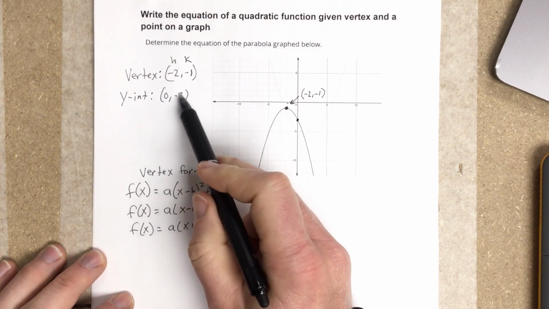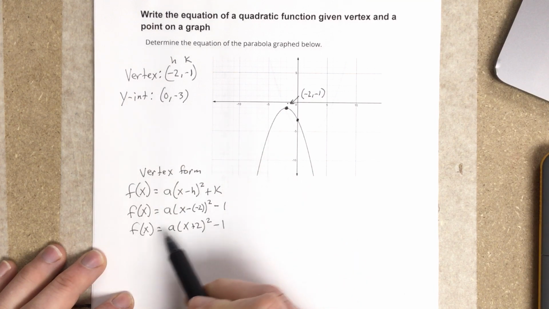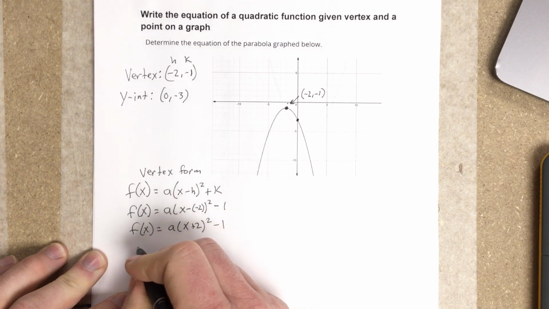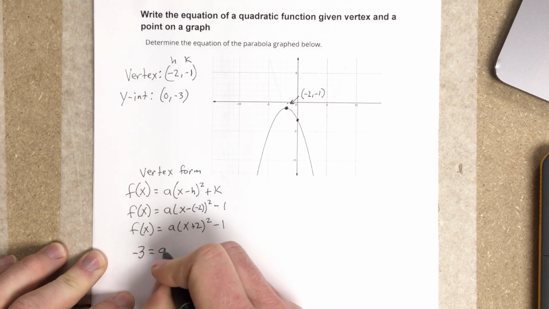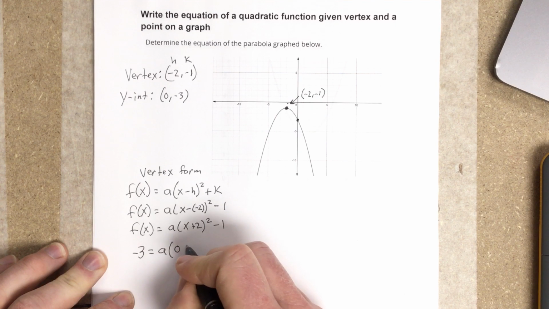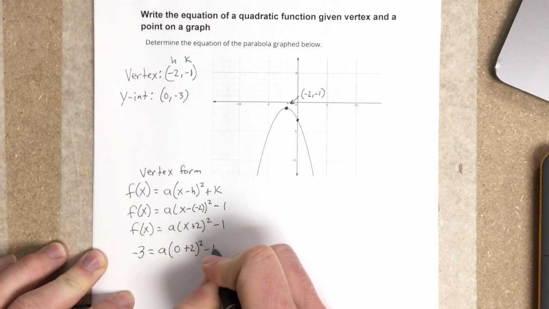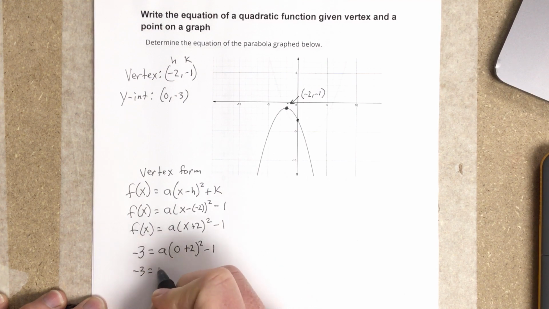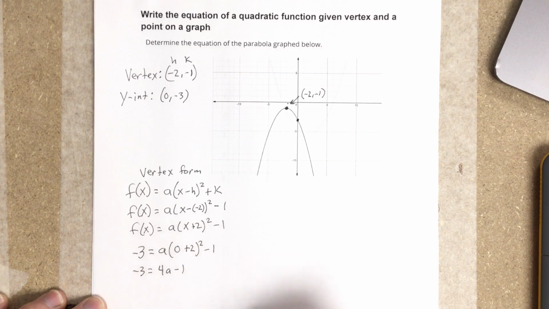I've got to figure out what the a value is. And I'm going to use the y-intercept and plug the y-intercept in for our x and our y value to figure that out. So let's plug -3 in for f of x, and we'll plug in 0 for x. And we'll solve. So we end up with, this is 2 squared, which is 4. So I end up with -3 equals 4a minus 1.